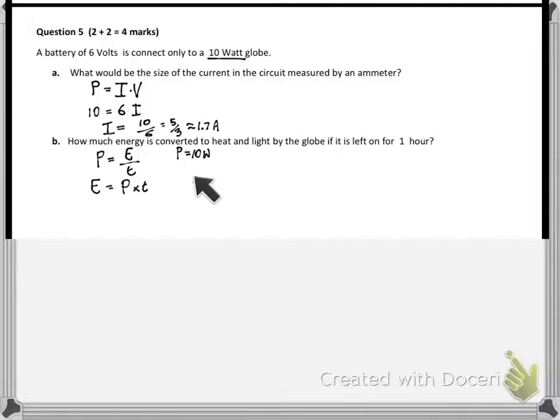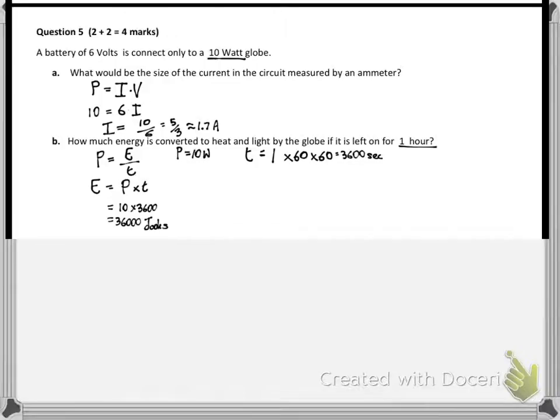Now, we know that from the globe information, the power is 10 watts. What about the time? Well, the time is 1 hour, but we're not allowed to use 1 hour as our unit because time is measured in seconds. So there's 60 minutes in 1 hour and 60 seconds in 1 minute. So 3,600 seconds in 1 whole hour. Okay. So 10 times 3,600 gives 36,000 joules for energy.